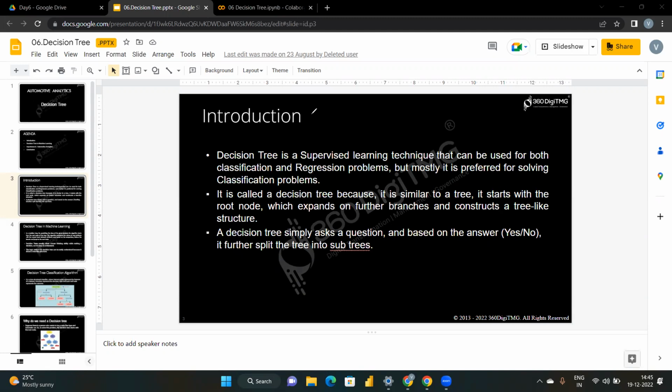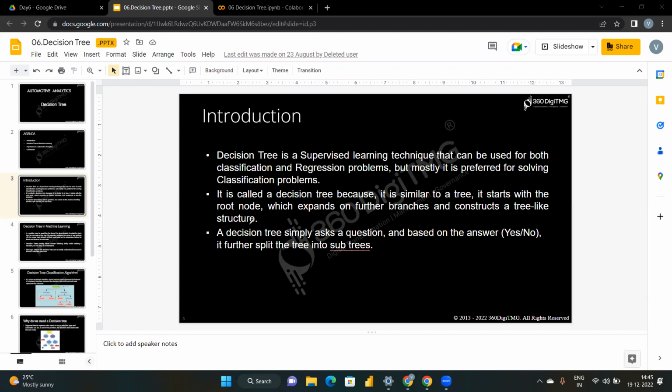So, what does decision tree mean? As I said, a decision tree is supervised learning. It's a non-parametric supervised learning method, which is utilized for both classification and regression. It is called a decision tree because it is similar to a tree. It starts with a root node, which expands into further branches and constructs a tree-like structure.